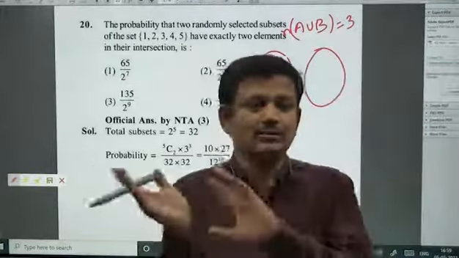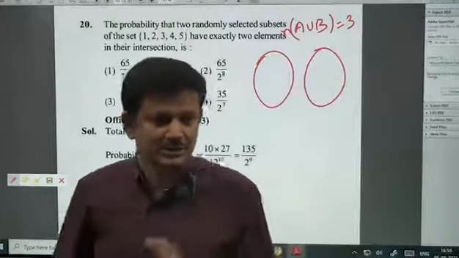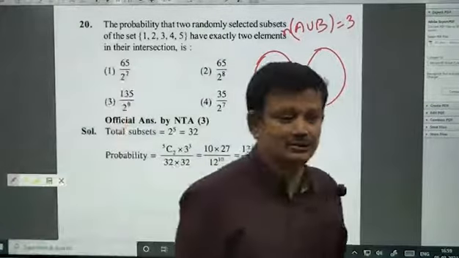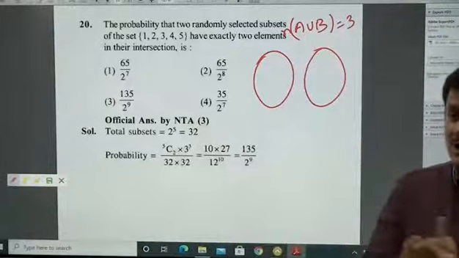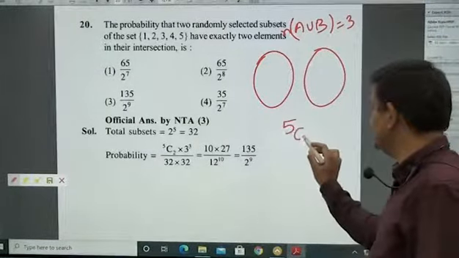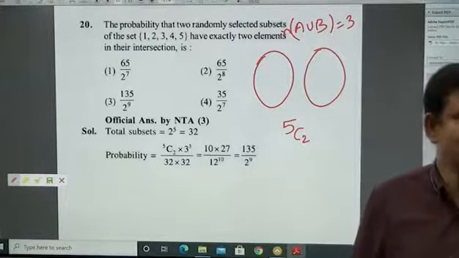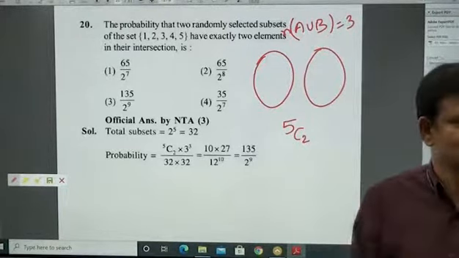If an element is in one of them, it will come in the union. Even if it is in A and not in B, it will come in the union. If it is in B and not in A, it will come in the union. So the remaining 2 elements should not be there anywhere. What will you do with them? Only one way, throw them out.